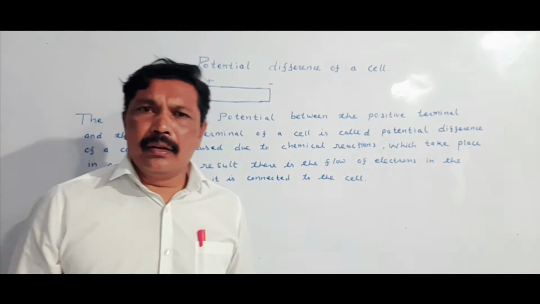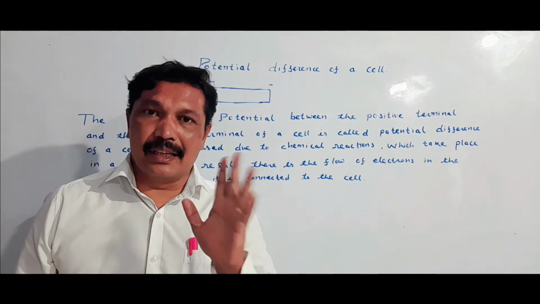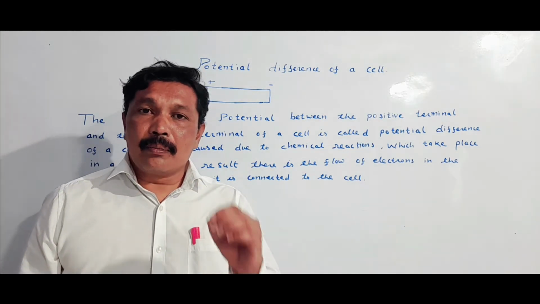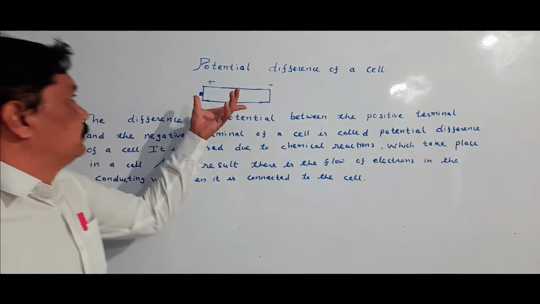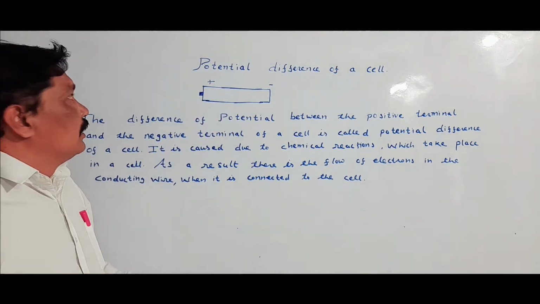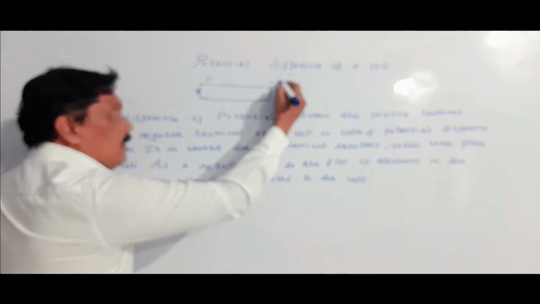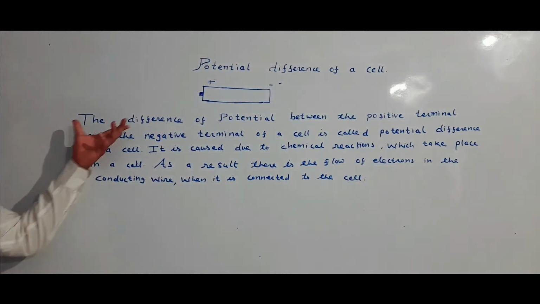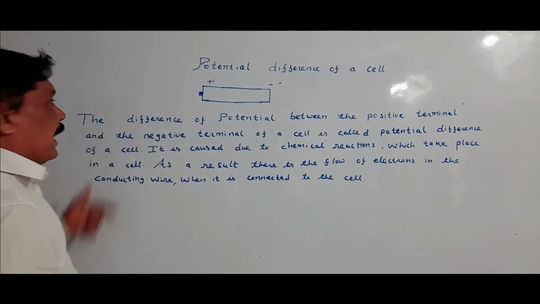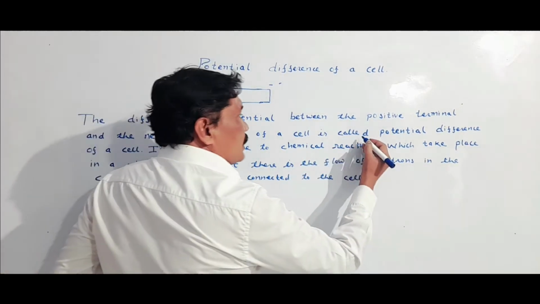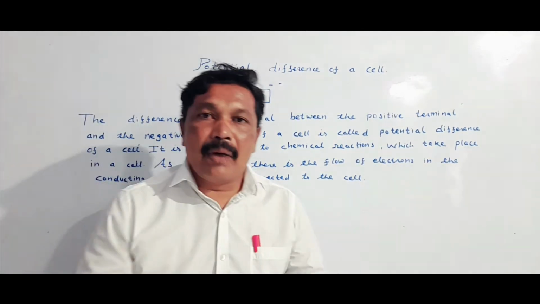My dear student, we are having brainstorming over potential difference of a cell. You must have seen an electrical cell. This is an electric cell. The electric cell has two terminals, a positive terminal and a negative terminal. The difference of potential between the positive terminal and the negative terminal of a cell is called potential difference of a cell.